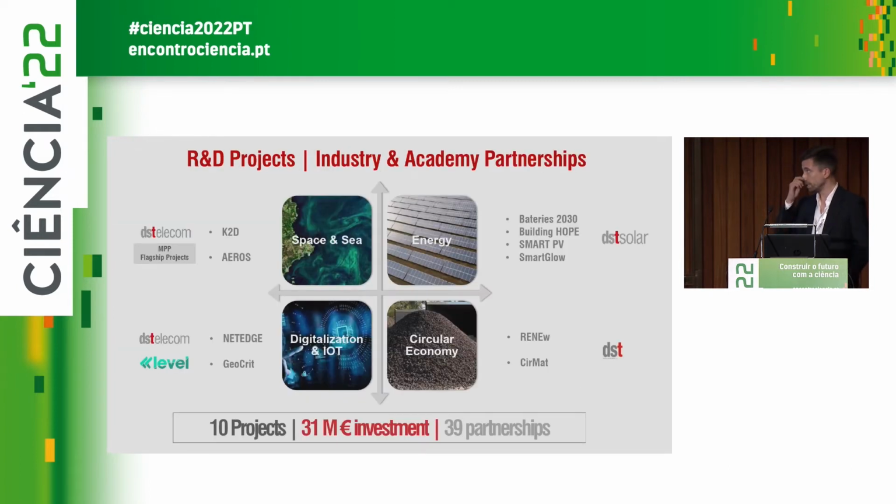As you can see in this slide, we have, at the moment, 10 projects. These projects are all funded. We call them external innovation projects. In total, they represent an investment of 31 million euros. There are partnerships in all of these, and we have 39 institutions, both from academia and from industry. These are organized in 4 main key areas: space and sea, energy, digitalization and IoT, and circular economy.